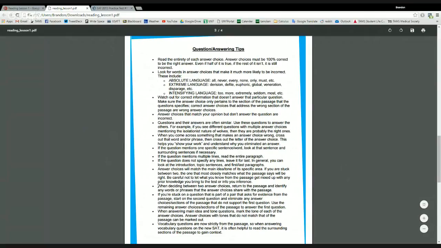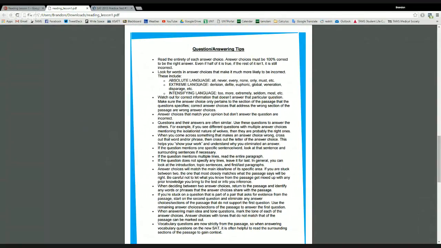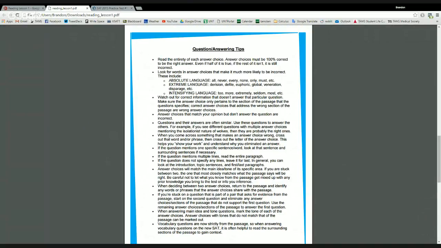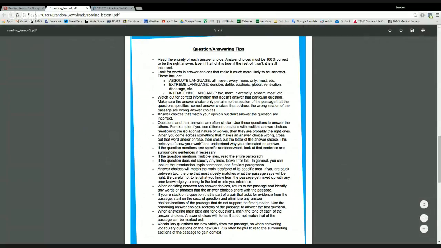So usually you can cross out a few answer choices and get two remaining answer choices. So when deciding between two answer choices, return to the passage and identify any words or phrases that the answer choice shares with the passage. So the ones you usually eliminate are pretty simple, but when you get to the last two, you have to go back to the passage and see, probably it's one word that makes it wrong.